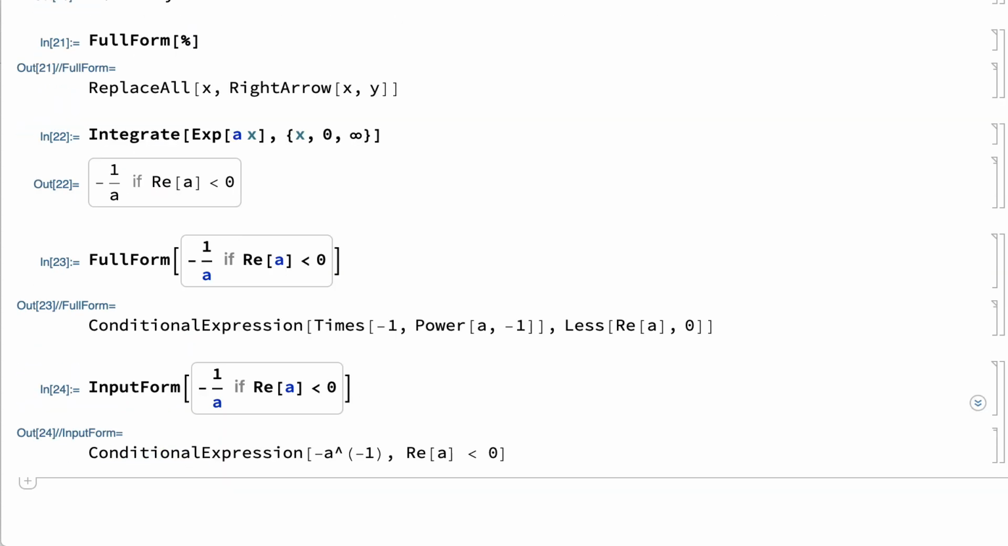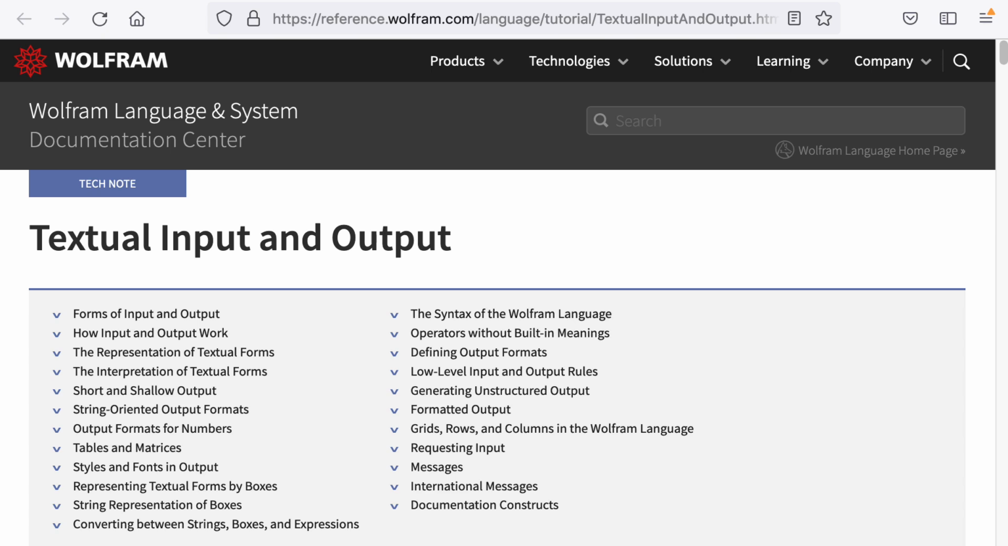In the Wolfram documentation, in addition to the references mentioned earlier, this tech note on textual input and output contains information on special notations and formats and on the broader topic of handling of input and output.